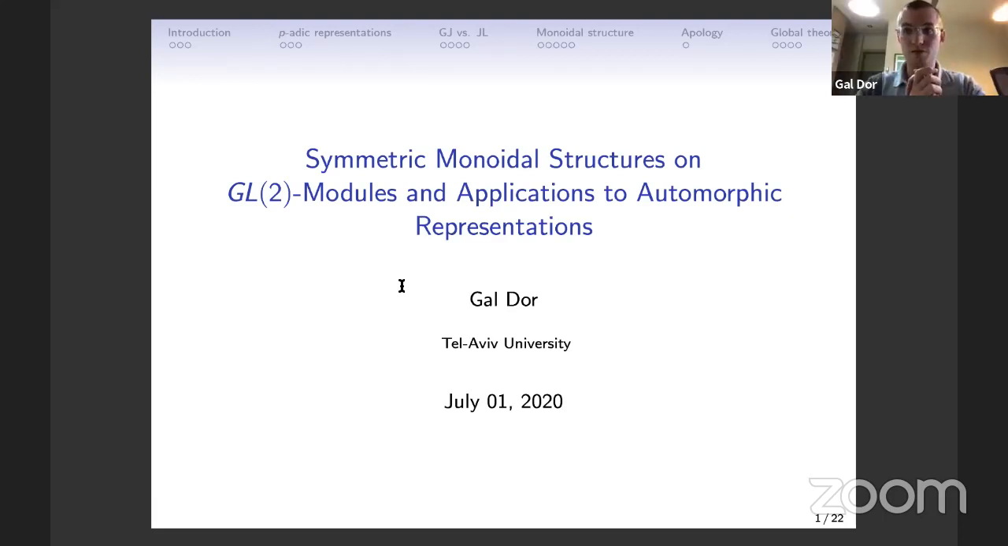So hello everyone, my name is Gal. I'm going to give you a lecture today about GL2 modules and how we can give them some exotic symmetric monoidal structures and what this means for automorphic representations.